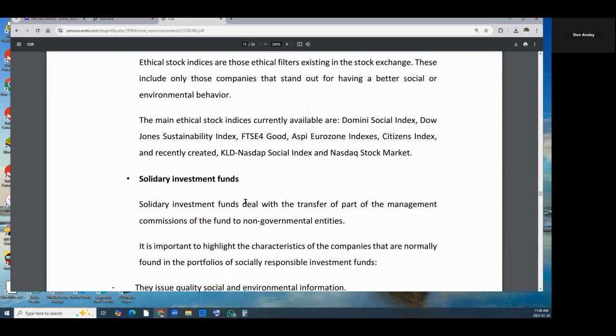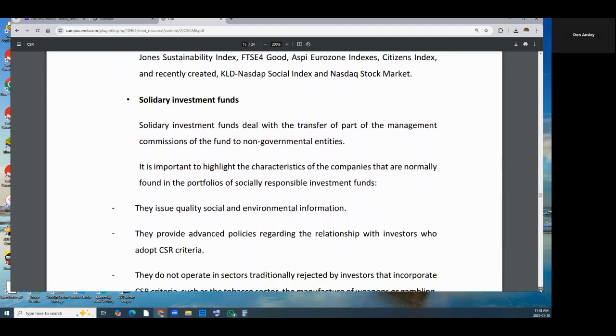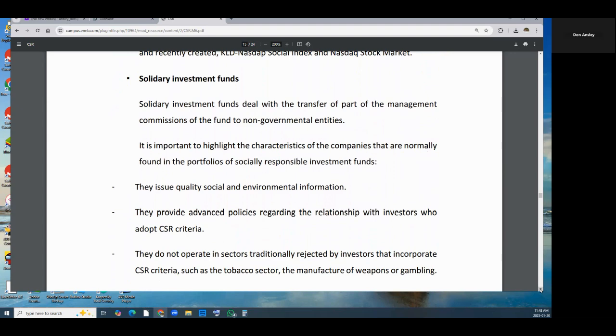Solidarity investments deal with the transfer of a part of the management committee of the fund to non-governmental entities. It is important to highlight this characteristic of the companies that are normally found in the portfolios of socially responsible investment funds. I'm going to just do a little check there if that's a real word, by the way.